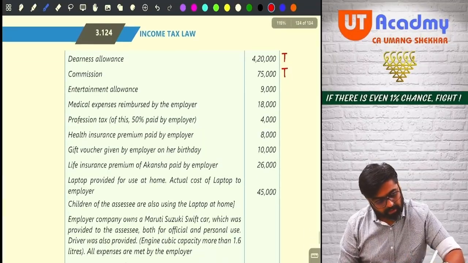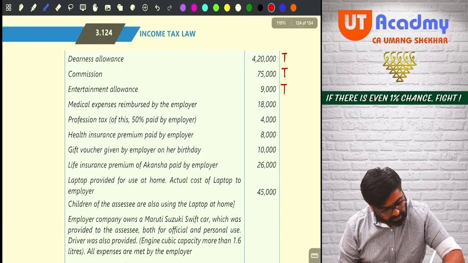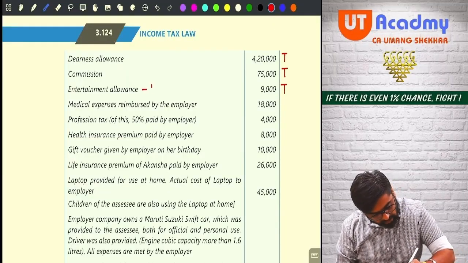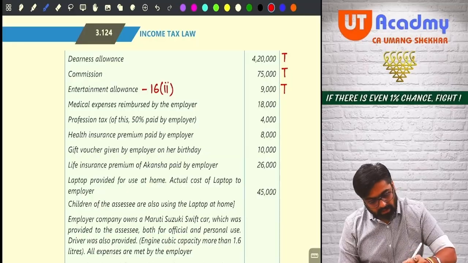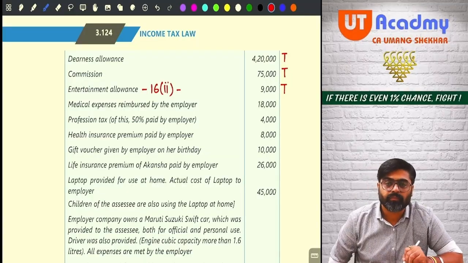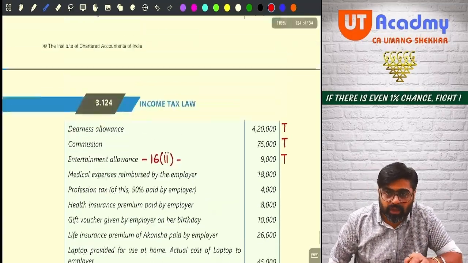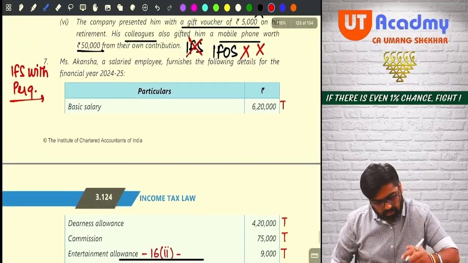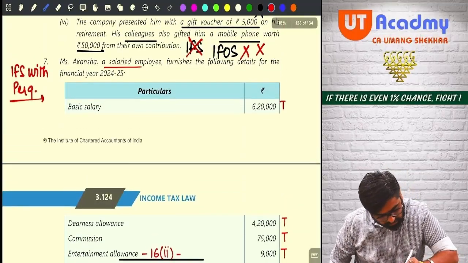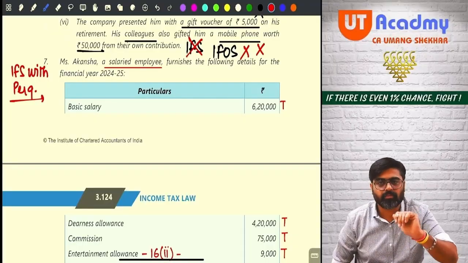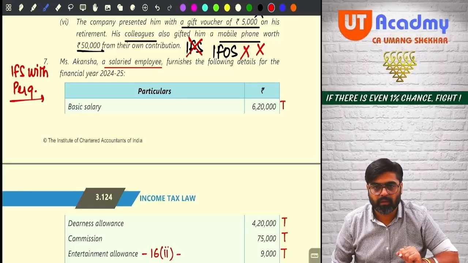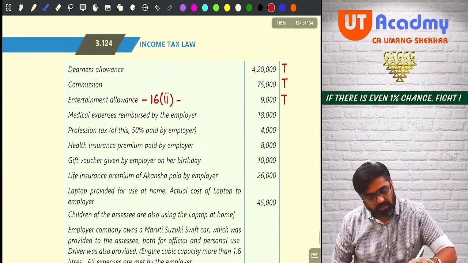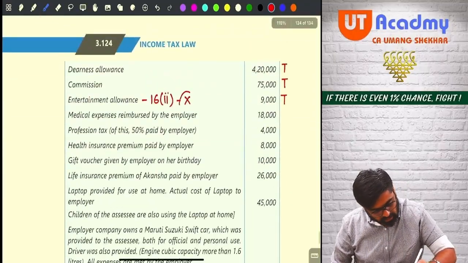She is getting an entertainment allowance, 9,000. That will be taxable. But wait, for the entertainment allowance, the deduction under section 16 clause 2 is usually available. But it is available to which employees? Government employees. Is she a government employee? See, she is a salaried employee, and nowhere is it mentioned that she is the employee of a government, meaning that she is a private employee. So for private employees, no sir, the 16 clause 2 deduction is not available.